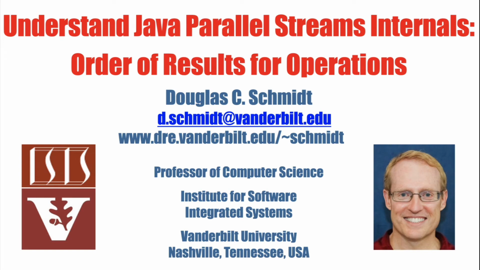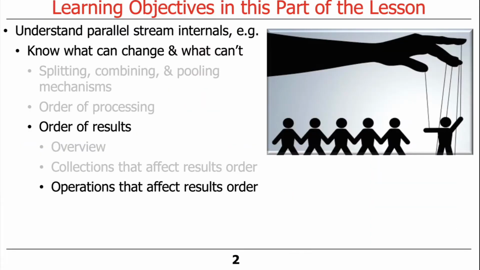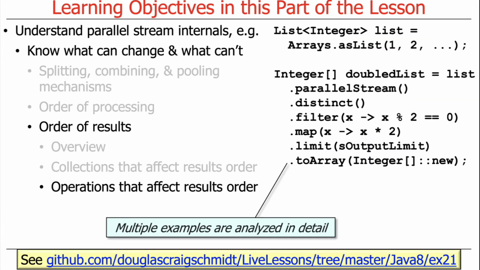So the last piece of the puzzle in our discussion about ordering of results in Java parallel streams will focus on the ordering of results based on the operations that are performed. If you recall, earlier we talked about the ordering of results based on the input source, the collections that were used, for example. Now we're going to talk about operations that affect results order, that are intermediate operations or terminal operations. And we'll take a look at a bunch of different examples, all of which you can find here in the EX21 folder again.